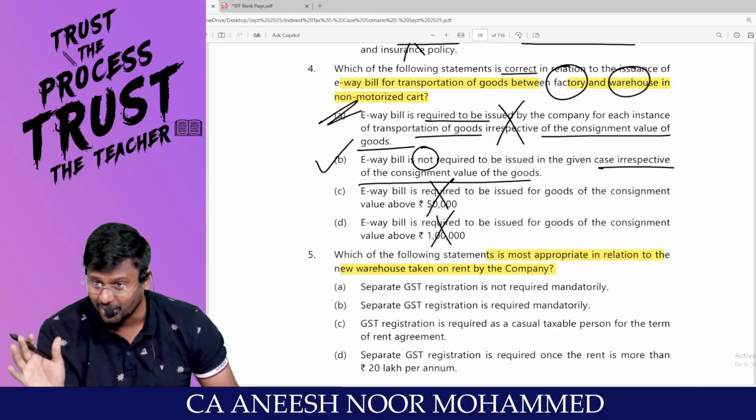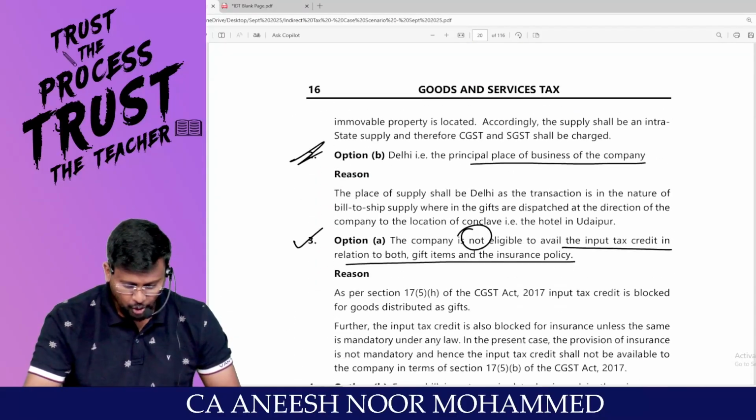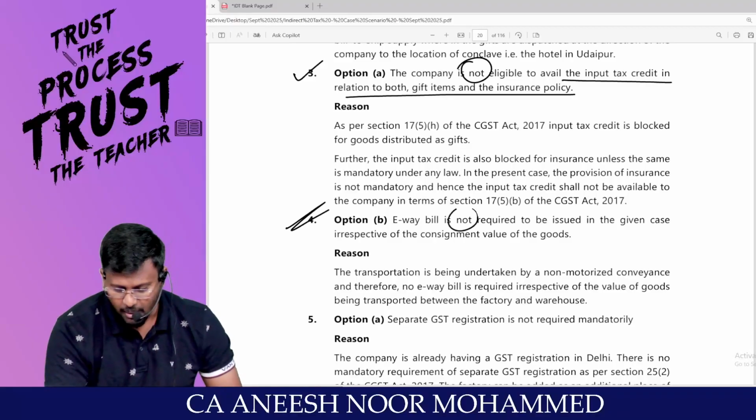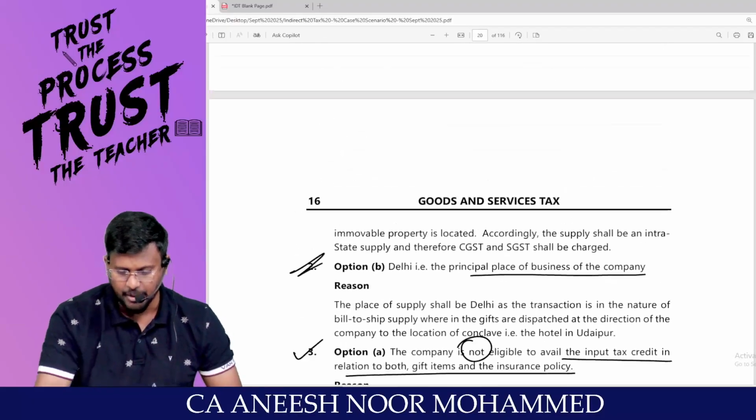There is no limit of 1 lakh at all in e-way bill. So the answer should be B. For the fourth part, B should be the right answer. E-way bill is not required to be issued in the given case, irrespective of the consignment value of the goods.